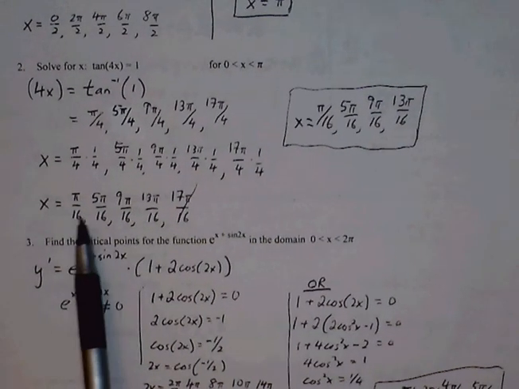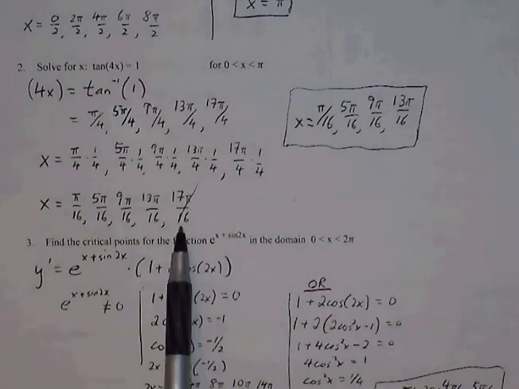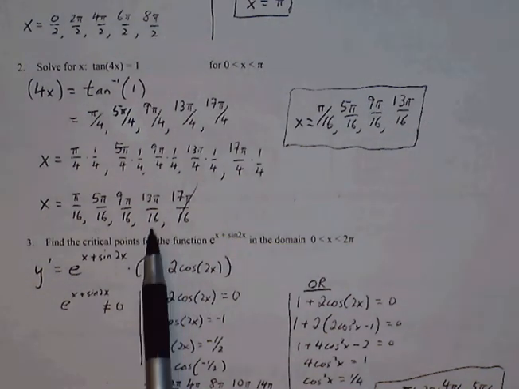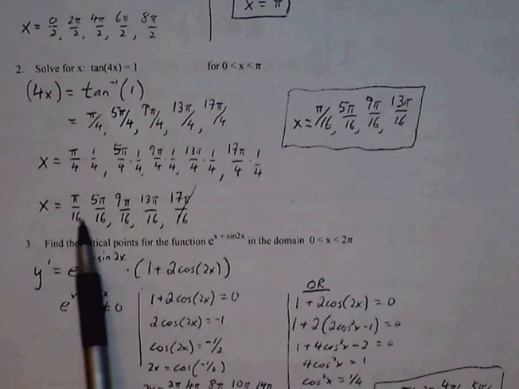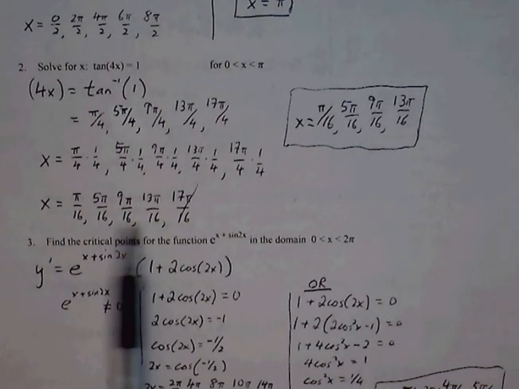I think it's always a good idea to list out more than you need, just so that you can convince yourself that you've covered everything. Because the next one, 17 pi over 16, is out, so we know these must be all of our solutions.